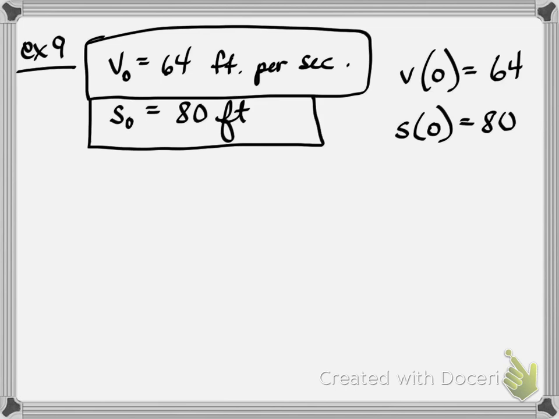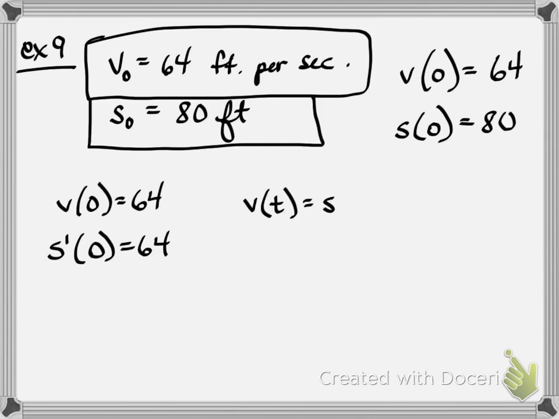So we always start with the highest power of the derivative. So if v of 0 is 64, then since velocity is the derivative of position, that means s prime of 0 is 64, since v of t is equal to the derivative of position. So you start with your highest power, and you integrate both sides.